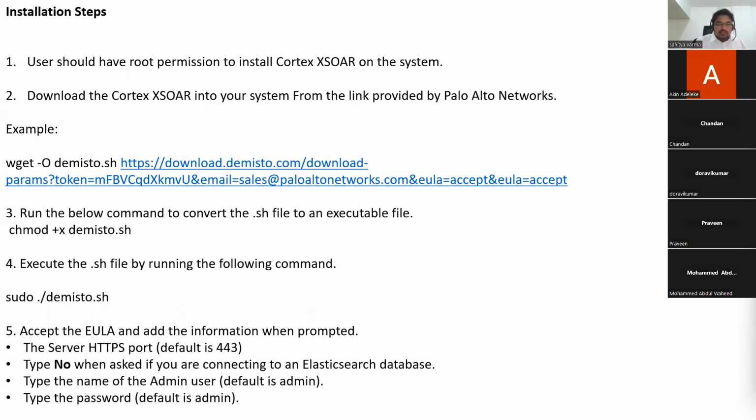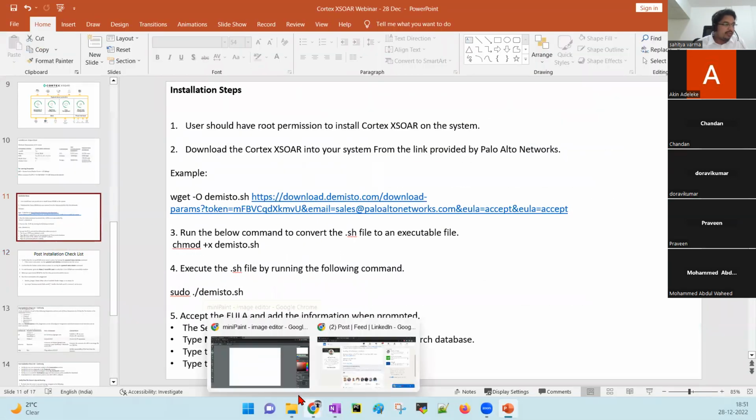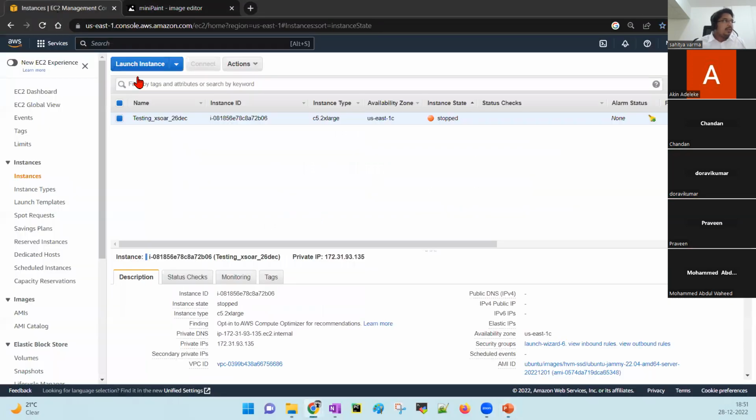First I need to take one server in the AWS environment. This is the server I have already taken, but even if anybody doesn't know how to take a server, for their purpose I am creating a new server. Okay, so this is my AWS instance. Now I am going to launch a new instance. It's very easy. Click on launch instance.